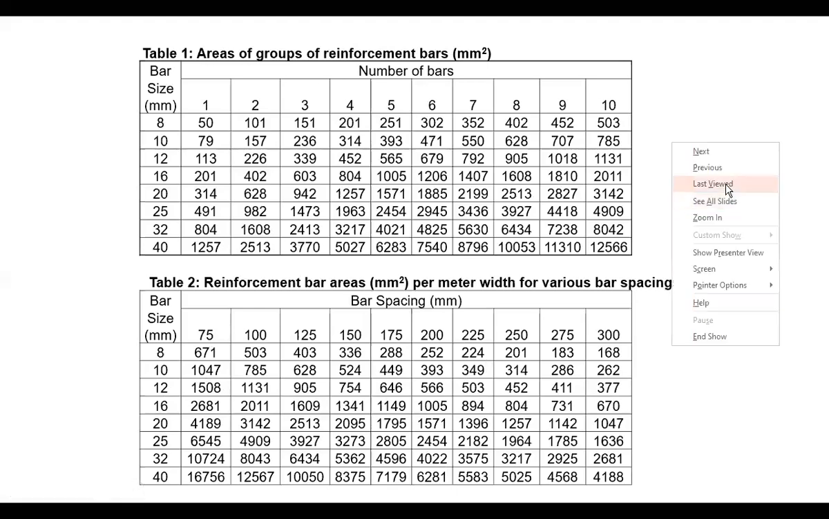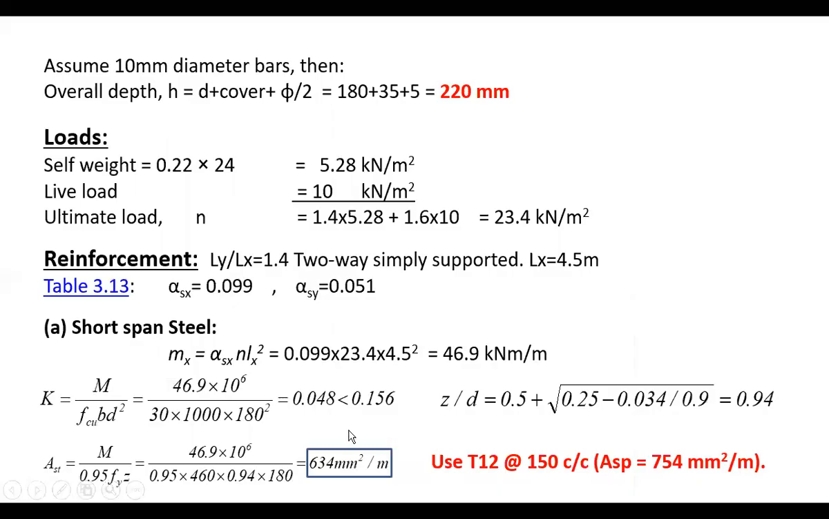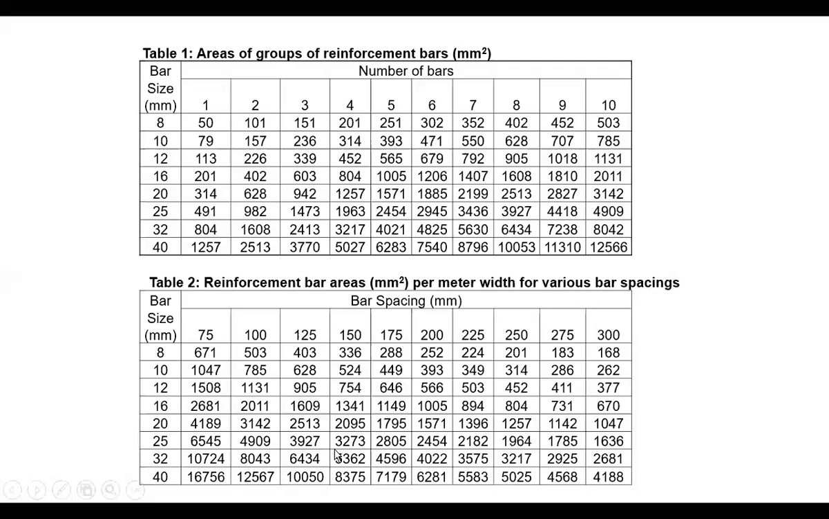I will go back and post the check. Okay, last viewed. So the area required was 634 millimeter square with 12 millimeter. Okay, this is 5, this is 646. So theoretically, we can use T12 spaced at 175 millimeter, and the As provided will be greater than the As required. In this problem, I did not use a spacing of 175. I moved to a larger amount of steel reinforcement, which is T12 spaced at 150, and I use 754.